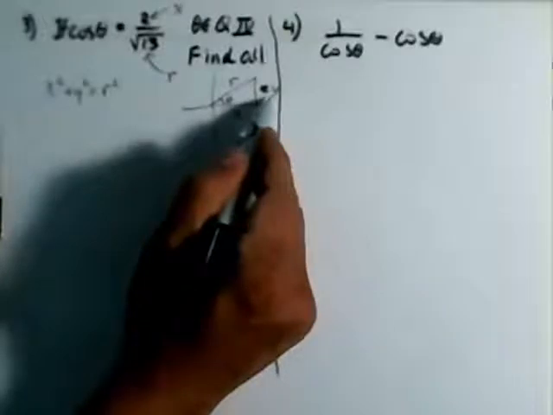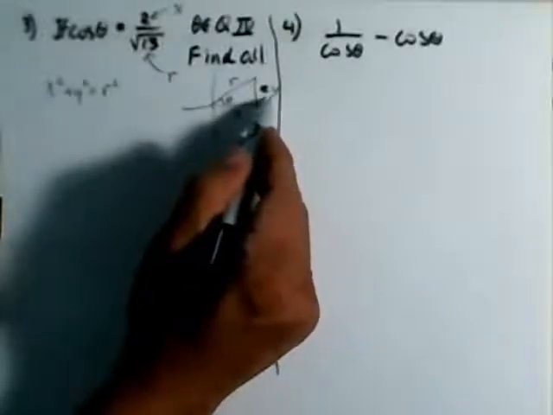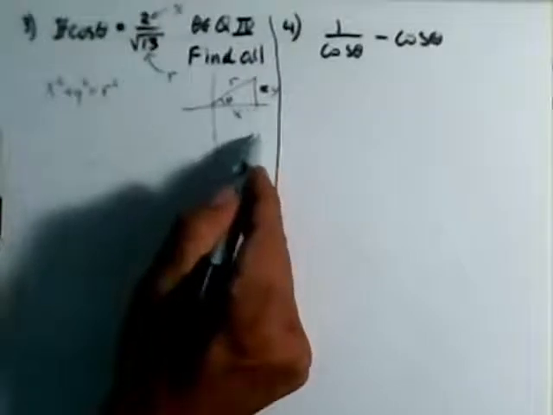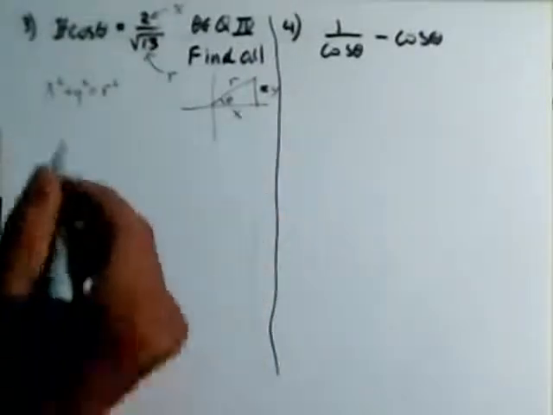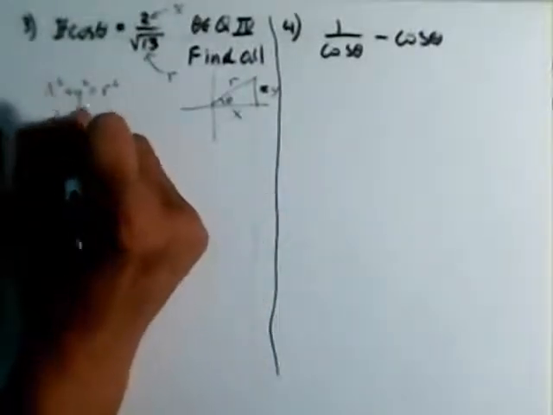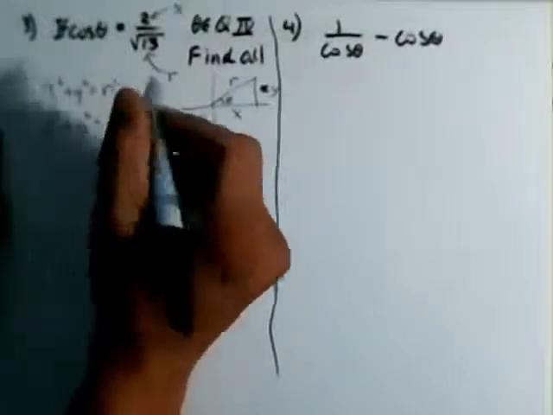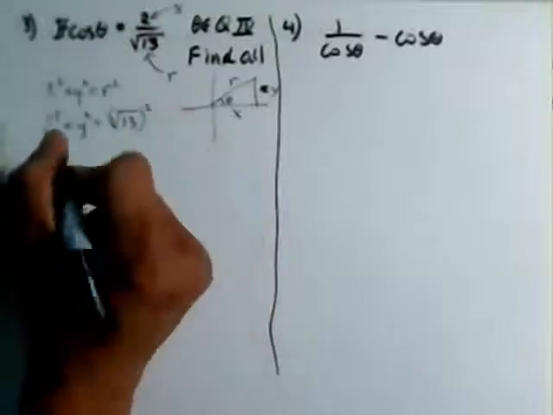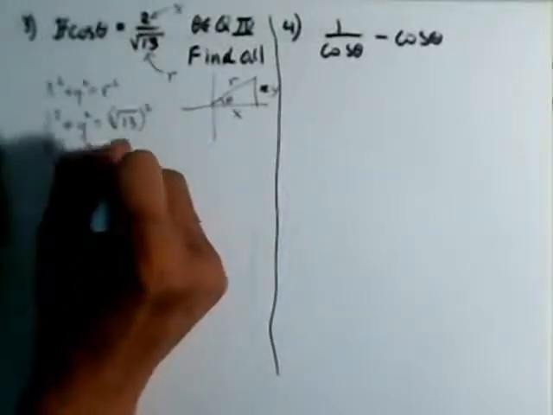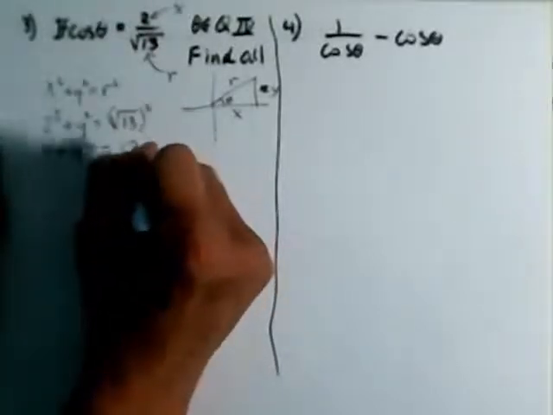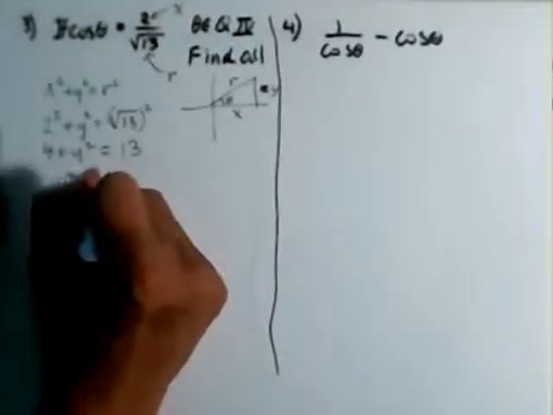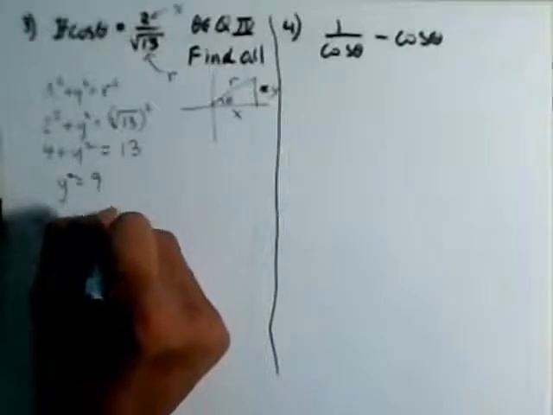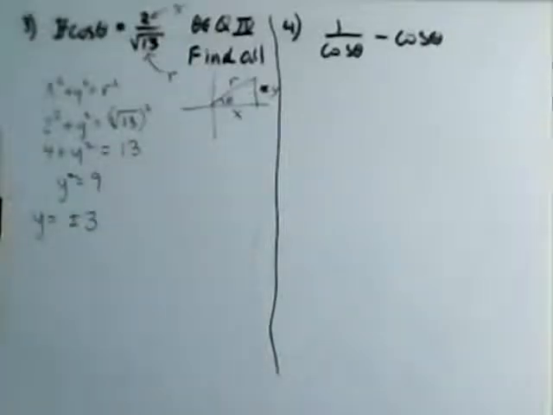In this instance, it's in quadrant 1, so y is going to be positive. But in quadrant 4, y probably is going to be negative. Well, how do we figure that out? X squared was 2 squared plus y squared is equal to r squared, square root of 13, quantity squared. 4 plus y squared is equal to 13, subtract 4, y squared is equal to 9, y must equal plus or minus 3. Well, which one is it?